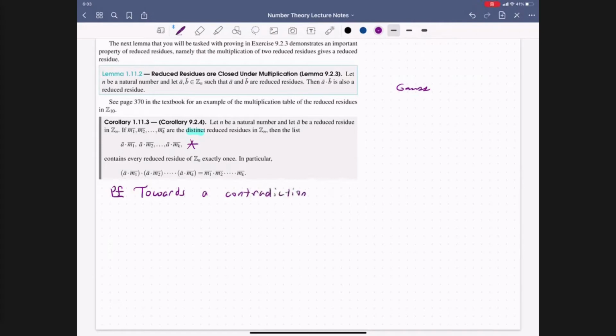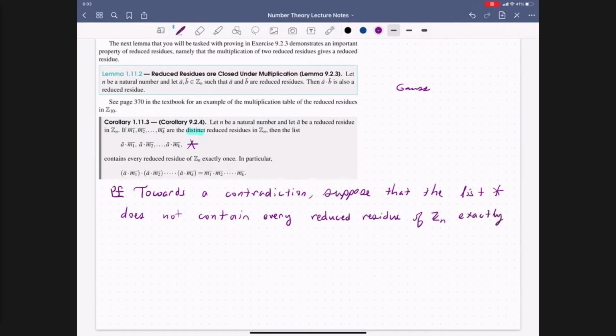So towards a contradiction, suppose that the list star does not contain every reduced residue of the integers modulo n exactly once. Now, the lemma that we are assuming, lemma 1.11.2, which will be part of your homework, tells us that A bar times mj bar is always a reduced residue of the integers modulo n for 1 less than or equal to j less than or equal to k.